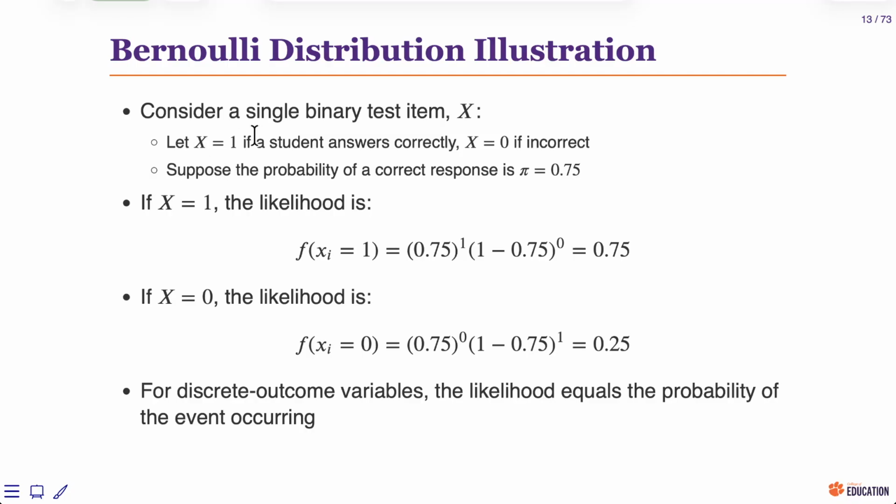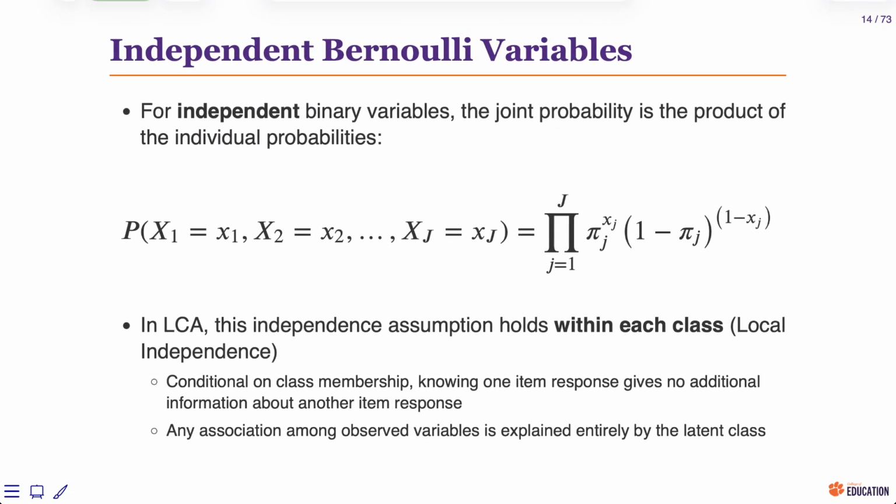So we'll say x is 1 if a student answers the question correctly, and x is 0 if the student answers incorrectly. So now if x equals 1, the likelihood, remember the probability density function gives rise to a likelihood itself, would just be that probability 0.75. If x is 0, the likelihood is 0.25. So for discrete outcome variables, the likelihood itself equals the probability of the event occurring. Oftentimes we just call this probability because in discrete distributions that is the probability measure, but we can think of it as likelihood as well. It is the basis for the likelihood function.